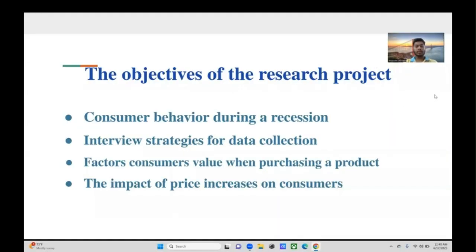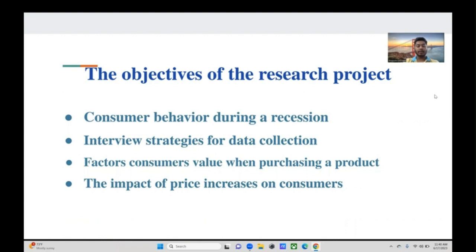So now I am going to talk about the objectives. The objectives of the research project are fourfold. Firstly, we aim to analyze consumer behavior during the recession by understanding how consumers' purchasing patterns change during the economic downturn. So we can gain insight into their decision-making process and adapt marketing strategy accordingly.